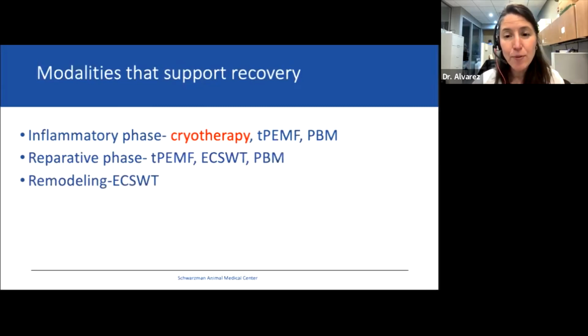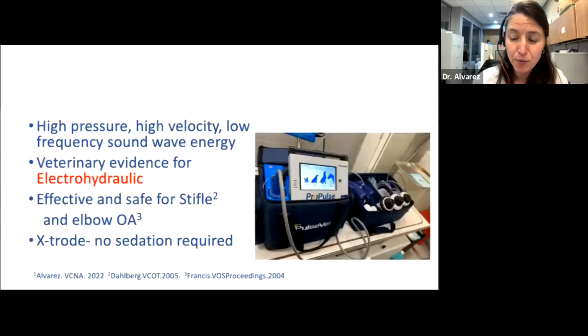And then I would say remodeling, this is when we're really wanting to put those tissues through the optimal loading. That's when shockwave I find to be really useful because now you're in a chronic phase of healing and you're really trying to get fibers to align appropriately to gain maximal strength. And whenever you're dealing with something more chronic, I find extracorporeal shockwave to be particularly useful.